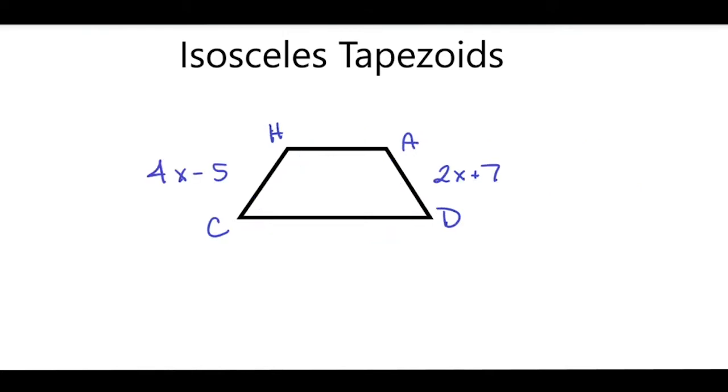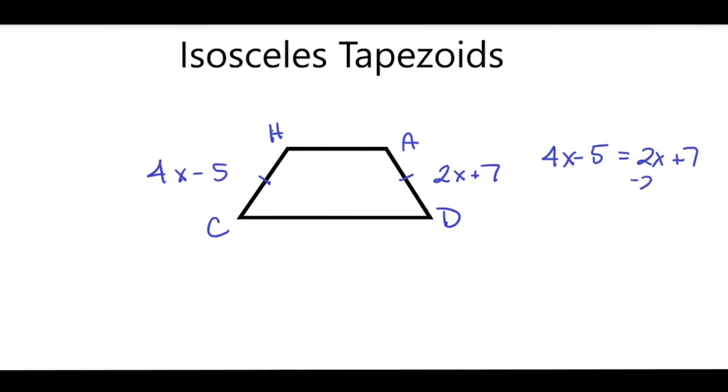So here in trapezoid CHAD, I'm going to tell you that this is an isosceles trapezoid. So that means that our two sides here are congruent. So that means in order to find the value of x, I can set these two expressions equal to each other. So 4x minus 5 is equal to 2x plus 7.